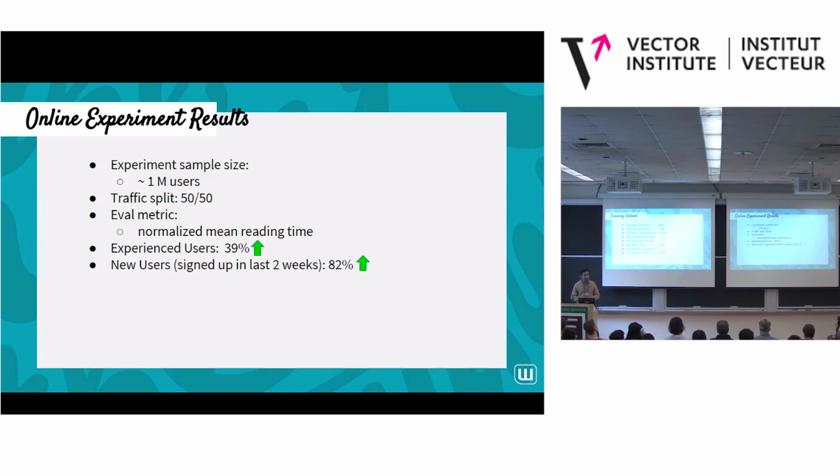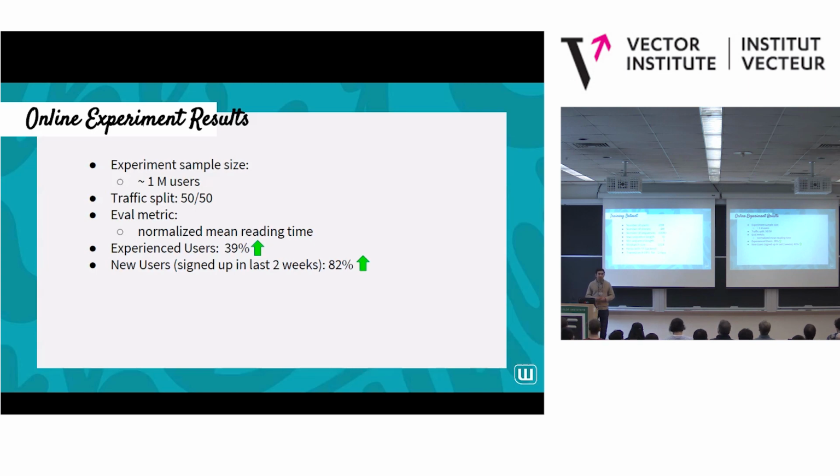The experiment data sample size was about 1 million users. We split into 50-50 traffic, and we used the normalized mean reading time to evaluate. What we found was that for experienced users, we saw a 39% increase in reading time, and for new users, the improvement is much more: we saw 82%. New users are users who signed up in the last 2 weeks.